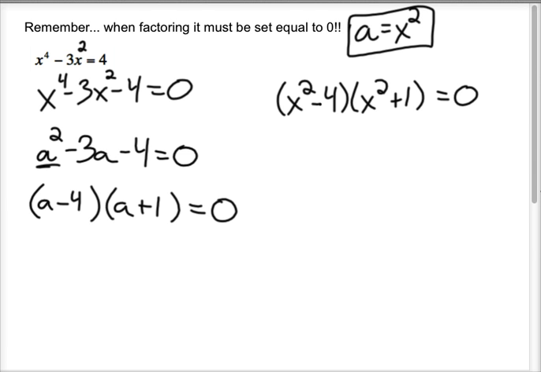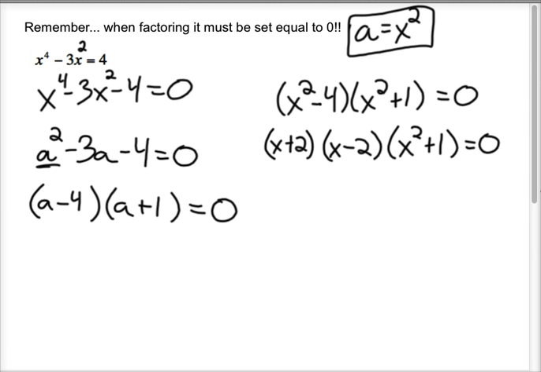Now notice x squared minus 4. Notice that that is giving us a difference of squares. That plus and minus relationship, x plus 2, x minus 2. However, this x squared plus 1, that is not a difference of squares because it's not a difference. You are adding. So that one you can't do anything with, okay?